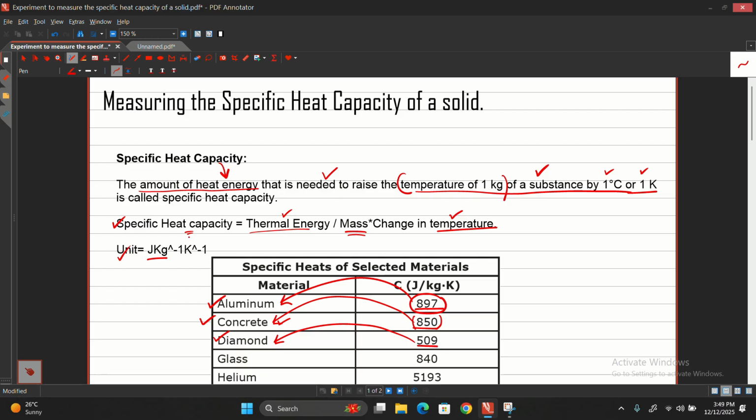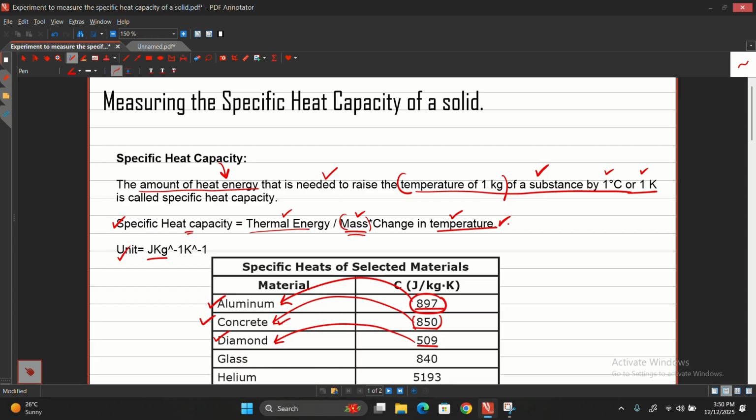Now let's just talk about the simple things. How are we going to determine the mass of a solid object? It's really easy. Just use an electronic balance. So we'll be using an electronic balance to measure the mass of a solid object. How can we determine the change in temperature? It can be done by using a thermometer. We will measure the initial temperature before supplying the thermal energy, and then we will measure the final temperature after thermal energy has been supplied for a stated period of time. So the difference between the final and initial temperatures would be the change in temperature.